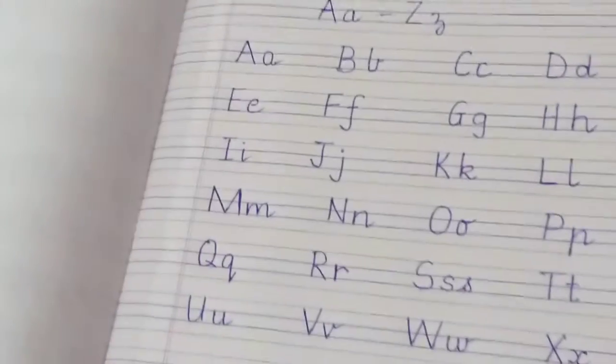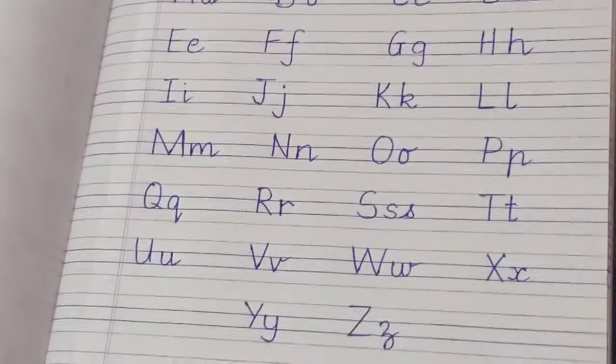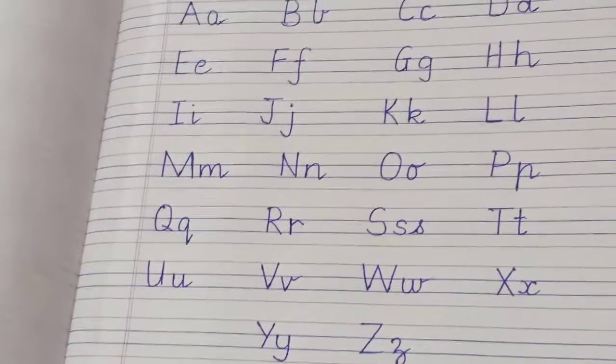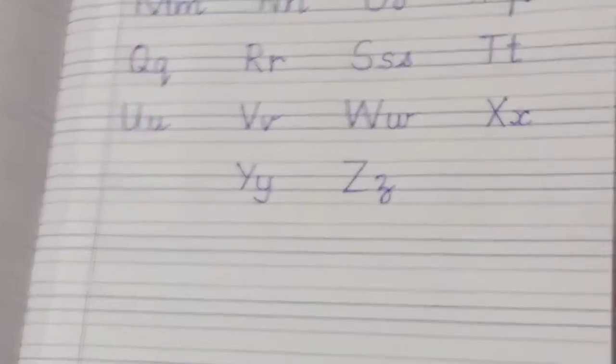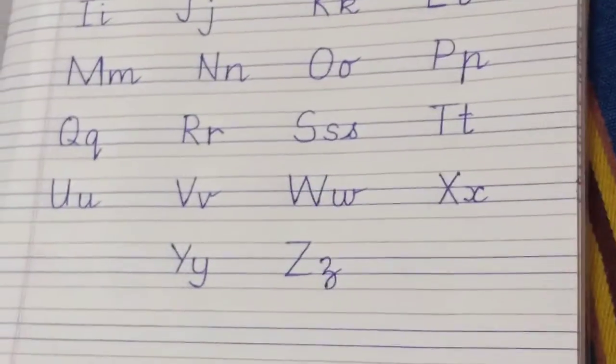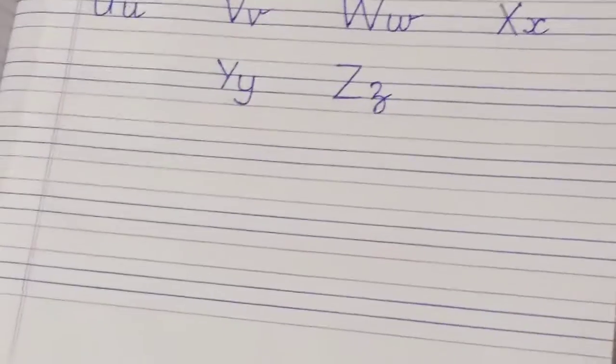So this is the correct formation of writing A to Z in capital letters and A to Z in small letters. Okay. Now I am giving you some words. Okay. I am giving you some example of how we join the words and write.